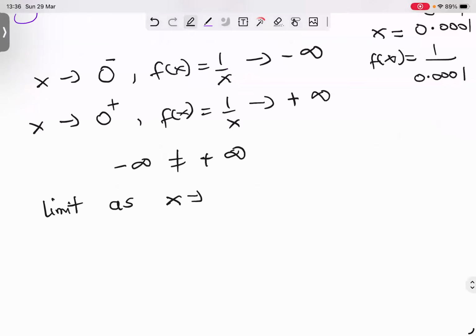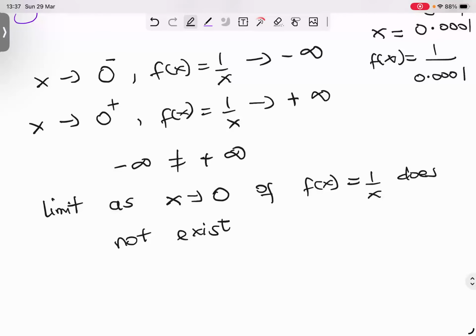And so since the two sides are not the same, it means that the limit as x approaches 0 of f of x, which is equal to 1 over x, does not exist. All right, if the two values, assuming we got from the earlier example, we had 4 here, and then we had 4 there. The values all approach 4. Therefore, the limit will be 4. But in this case, one of them is approaching negative infinity.